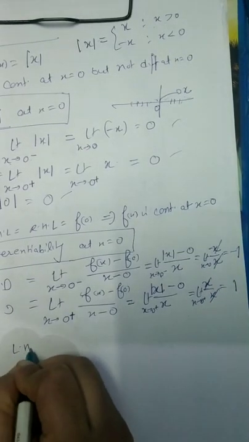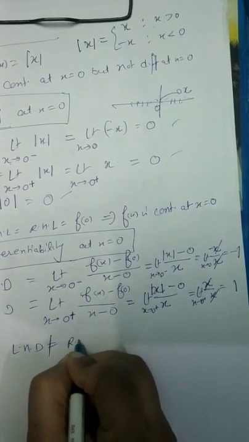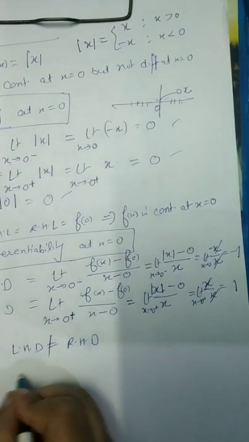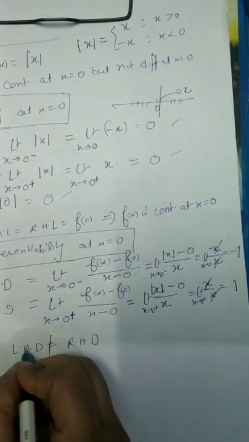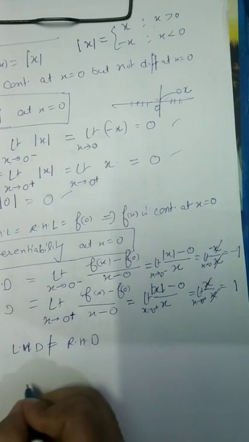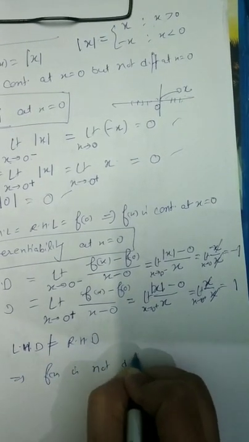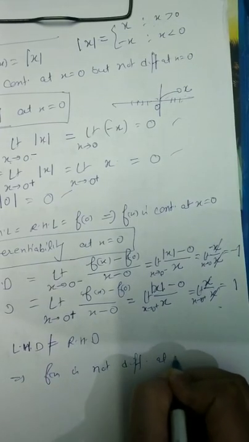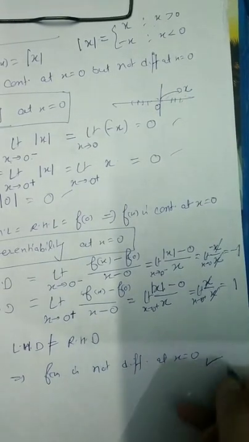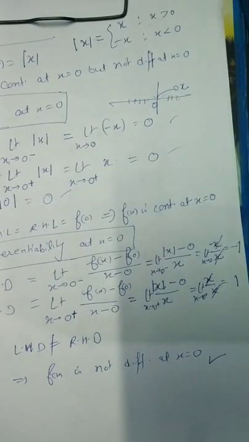So what do we get? Left hand derivative is not equal to right hand derivative. Both these are not equal. Therefore, f(x) is not differentiable at x equal to 0. So continuity does not imply differentiability. A function can be continuous, but it cannot always be differentiable. So revise this. Thank you.